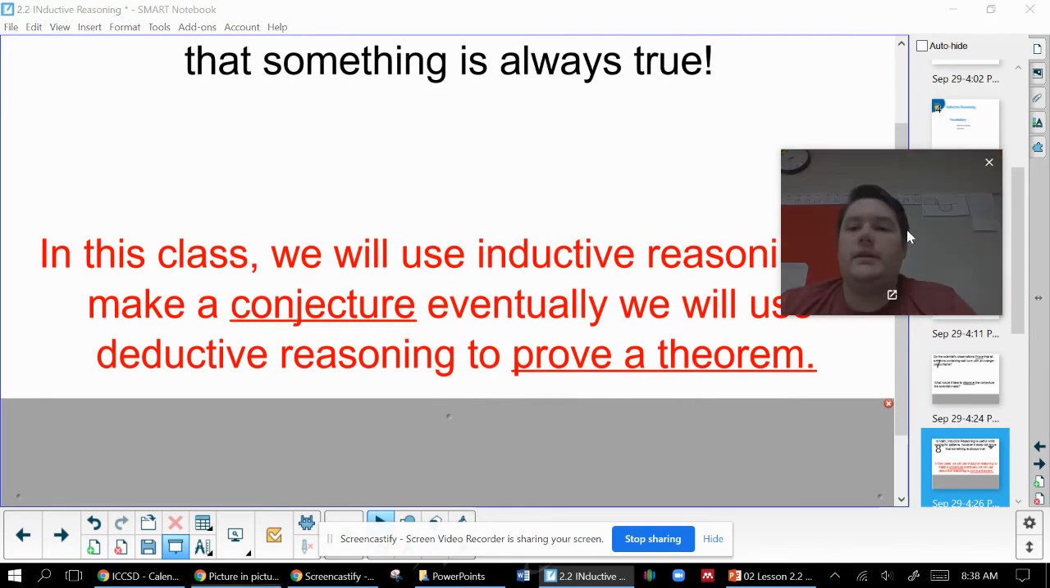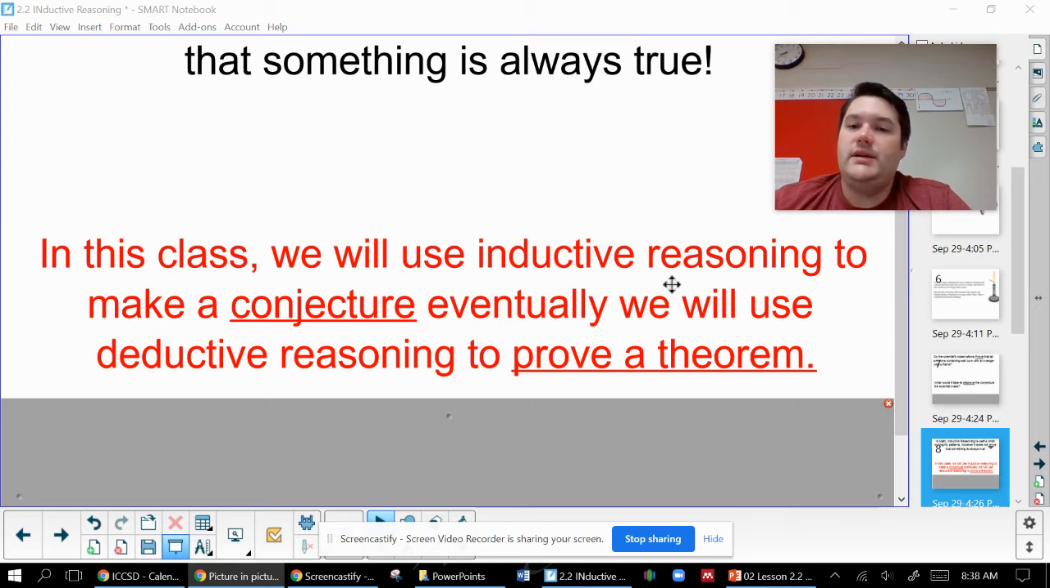So in this class, what this is going to look like a lot is we're going to use inductive reasoning a lot. We're going to do some activities. We're going to look for patterns. I'm going to have you write those patterns down as what we call a conjecture, which is something that we think is true based on inductive reasoning. But eventually we're going to move on to what we call deductive reasoning, which we'll talk about in a little bit, to prove a theorem.